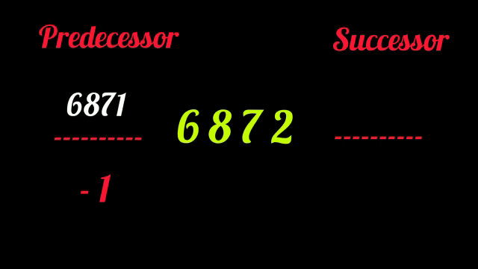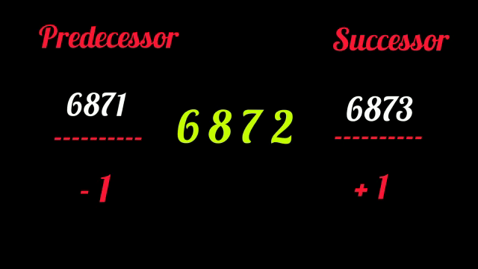Then what will be the successor of 6872? For getting that, we should add 1. So 6872 plus 1 is the same as 6873, and it is the successor of 6872. Let's see one question.